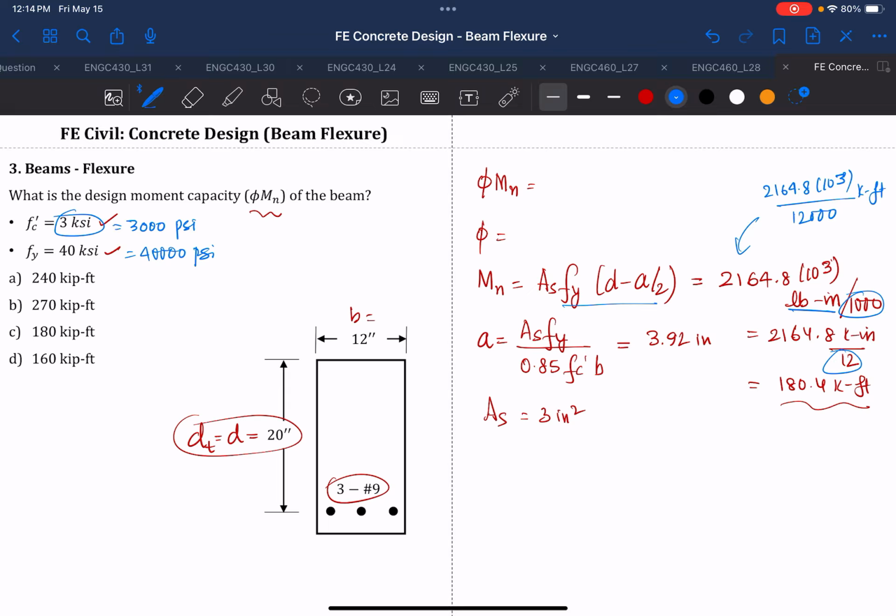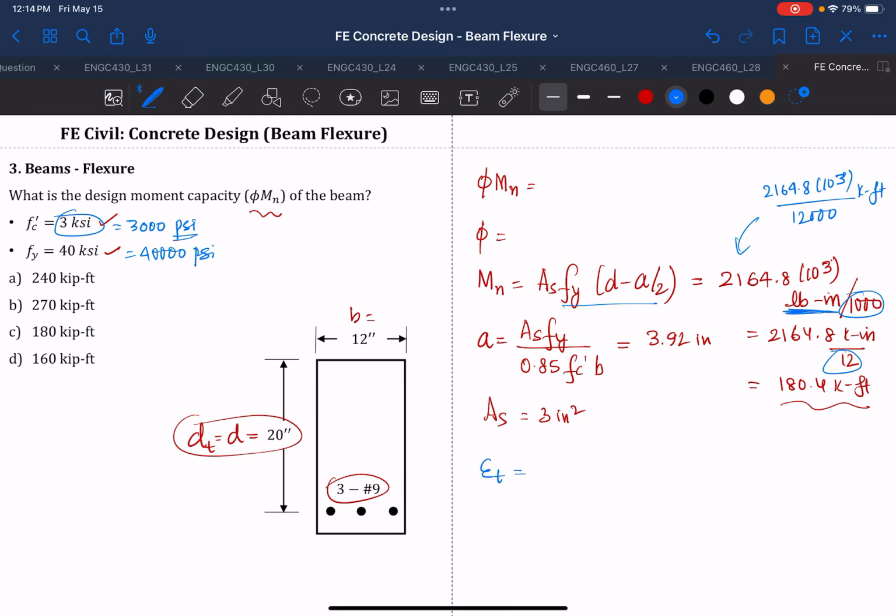So one thing about the FE is they really ask you to be proficient in how to use your units. Okay, so when you're comfortable with using the units, then you don't have to convert to psi. You can directly put 3, and you just need to know that in this case, if you put 3 ksi, then it'll become kip inch.